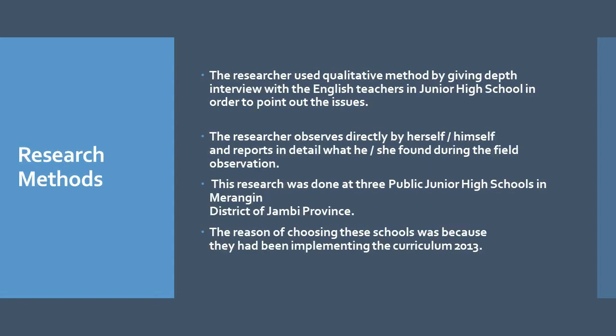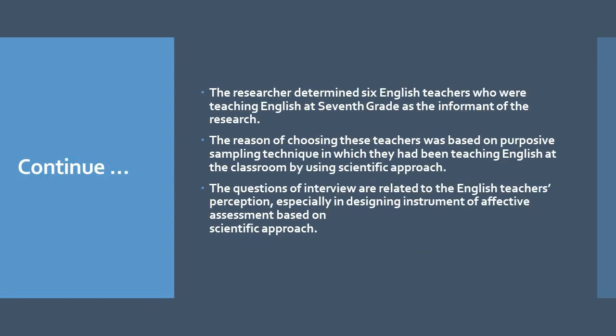For the research method, the researcher used a qualitative method, giving depth interviews with English teachers in junior high school in order to point out the issues. The researcher observes directly and reports in detail what was found during the field observation. This research was done at 3 public junior high schools in Merangin district of Jambi province. The reason for choosing these schools was that they had been implementing Curriculum 2013. The researcher determined 6 English teachers who were teaching English at 7th grade as the informants of the research. The reason for choosing these teachers was based on purposive sampling technique, in which they had been teaching English in the classroom by using the scientific approach.